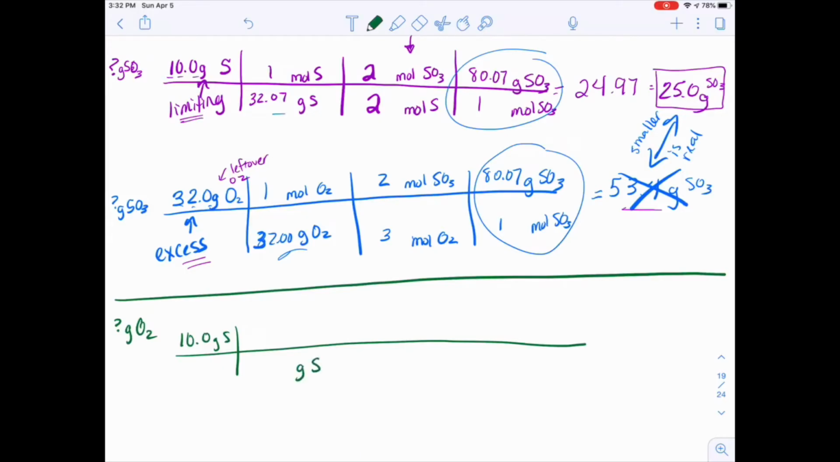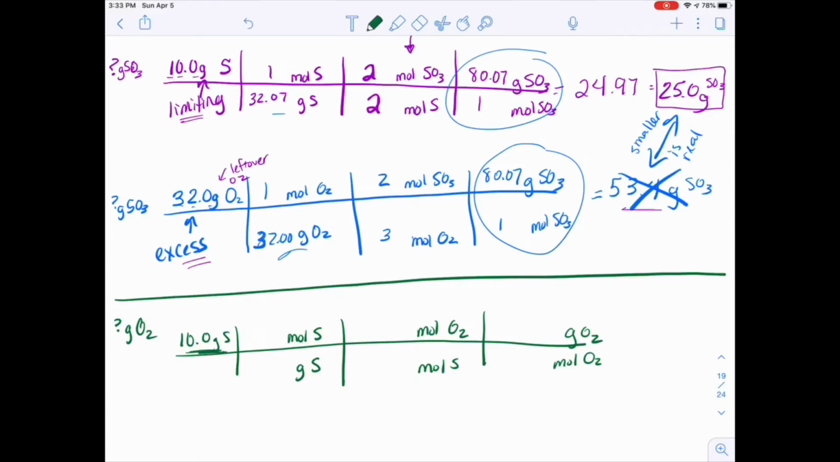So we're going to go from grams of sulfur to moles of sulfur, and then from moles of sulfur to moles of oxygen, because we want to know how much it used. And then we're going to go from moles of oxygen to grams of oxygen. So again, just say it again.